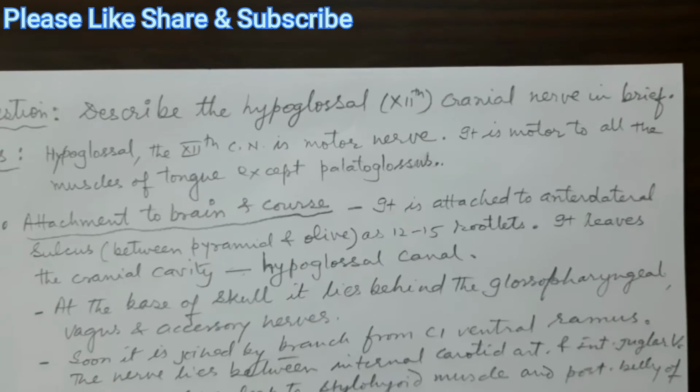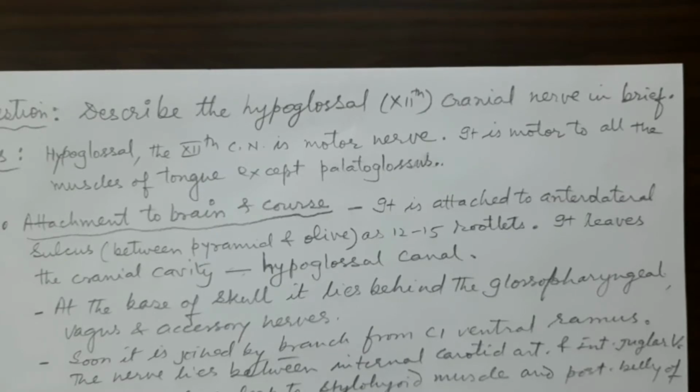It supplies only skeletal muscle fibers. And it is motor to all the muscles of the tongue because it only goes to the tongue, where it has to supply. It is motor to the muscles of the tongue except one muscle, which is called the palatoglossus. This muscle is not supplied by the 12th cranial nerve, the hypoglossal.